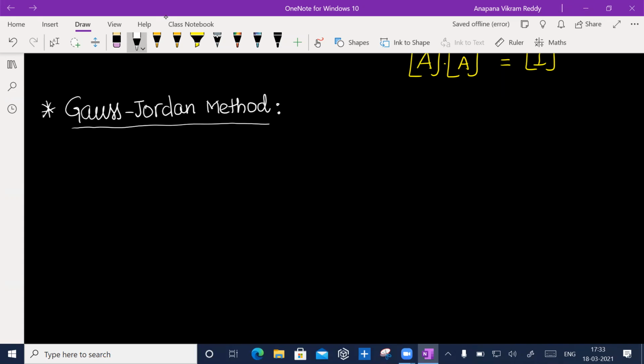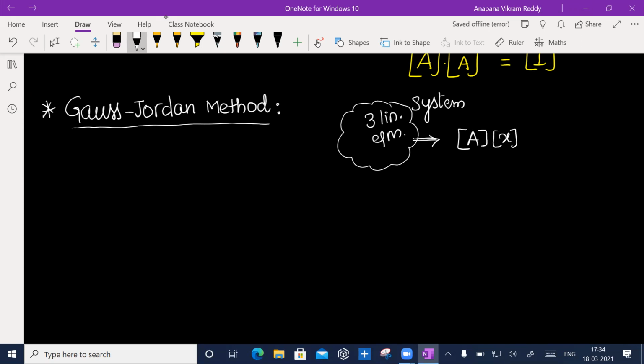Gauss-Jordan. Anyone? See, this Gauss-Jordan method can surpass or outperform the Gauss elimination method in many ways. The beauty of this method is, for example, you have a system of equations, okay? Say I have some 3 linear equations, the system. Now anyways, we will represent this in the matrix form, right? So you have Ax equal to B. We know this very well.